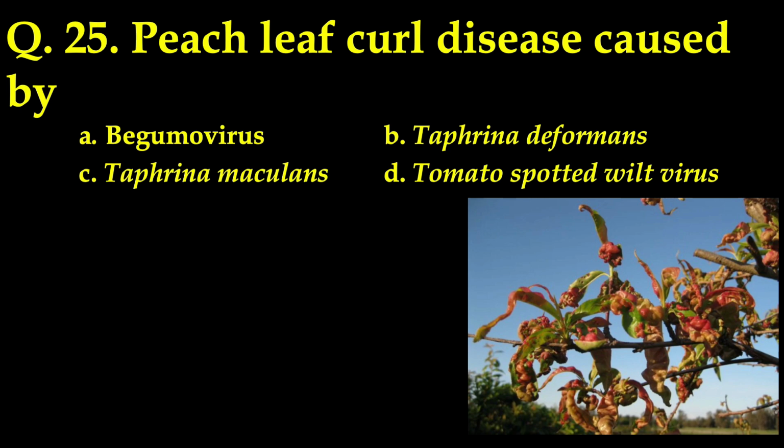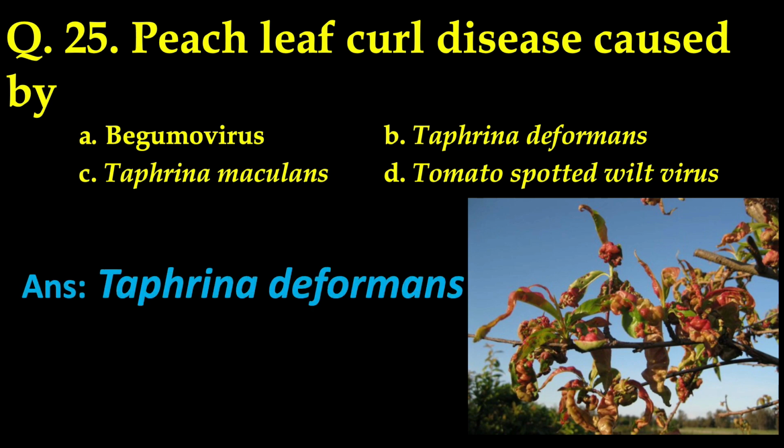Peach leaf curl disease is caused by? There were 4 options: Bogemovirus, Taphrina deformans, Taphrina maculans, tomato spotted wilt virus. The correct answer is Taphrina deformans.